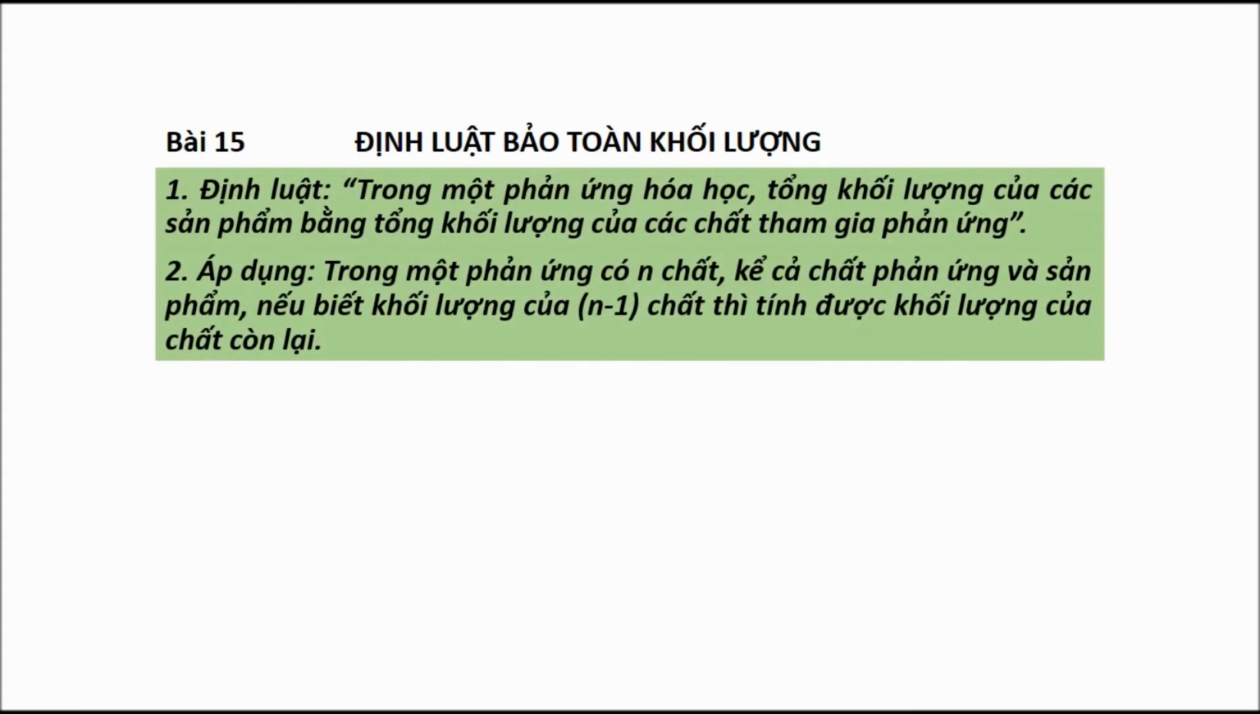1. The law. In the chemical reaction, total mass of the products is equal to the total mass of the reactants. 2. Application. In a reaction involving n substances including reactants and products, if the mass of n-1 substances is given, then the mass of the remaining substance can be calculated.